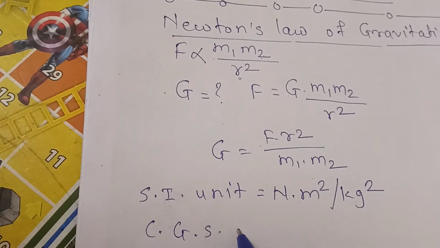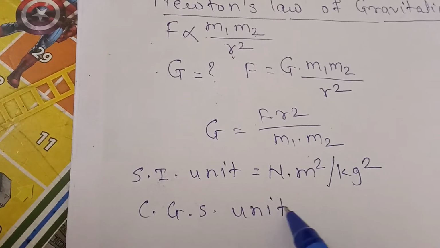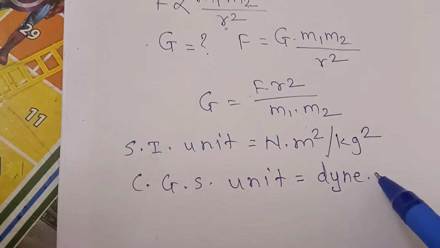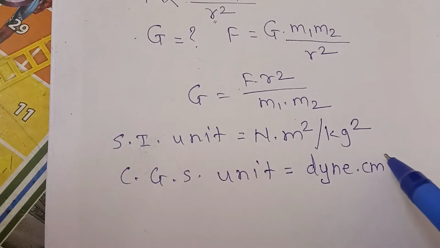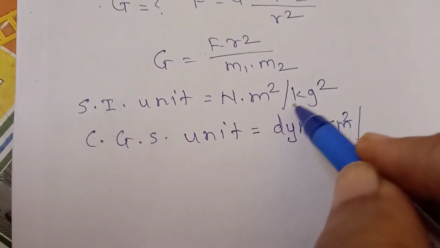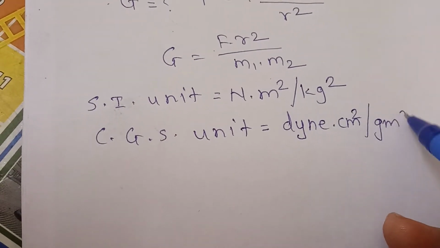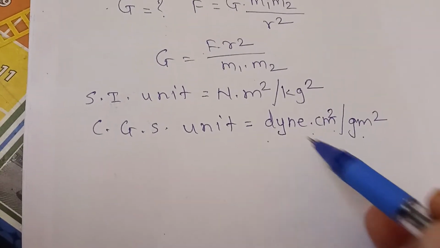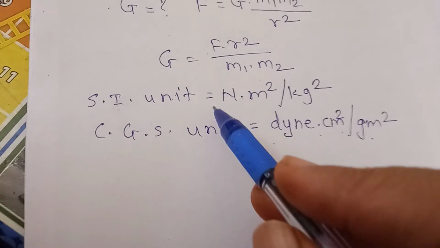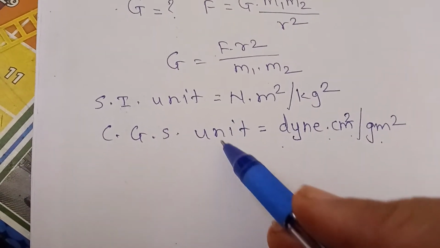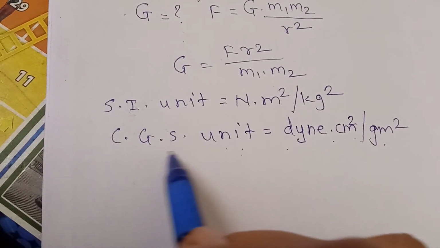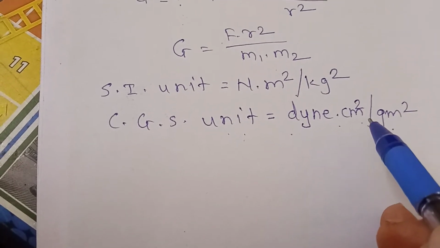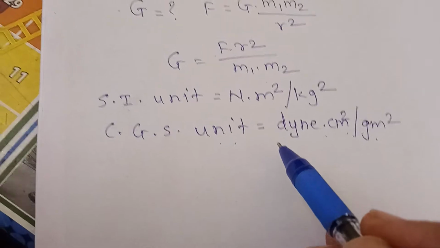CGS unit of G is equal to, instead of Newton it is dyne, instead of meter it is centimeter square, and instead of kg it is gram square. Dyne centimeter square per gram square. These are the SI and CGS units of the gravitational constant G. The value of the gravitational constant is always constant. It remains the same for each of the planets.